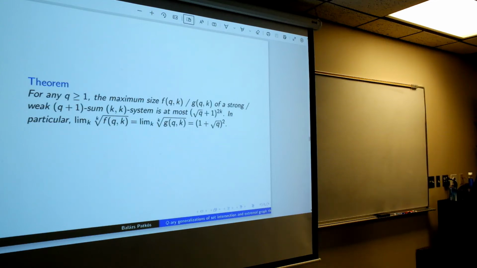But anyhow, this is what we get. If anyone's interested, I could send a manuscript to look at the proof, but of course maybe the best way to approach that is to think about it on our own, because our approach could just get this weaker upper bound.